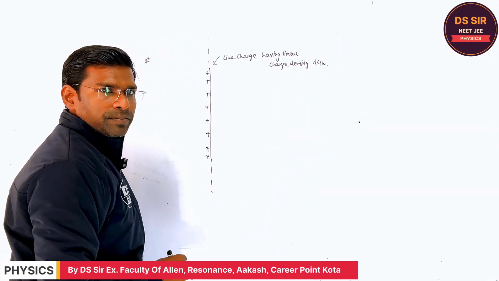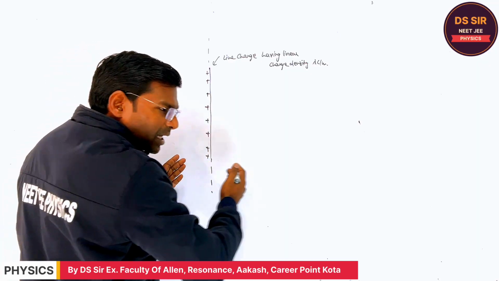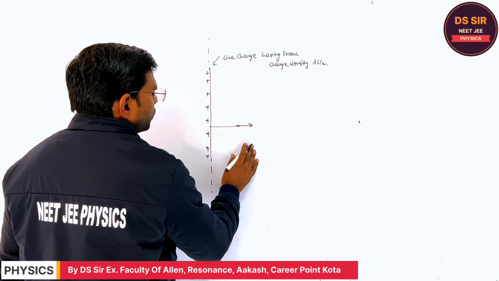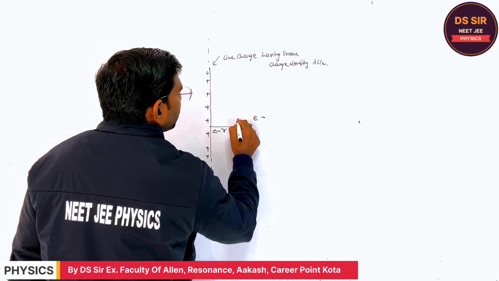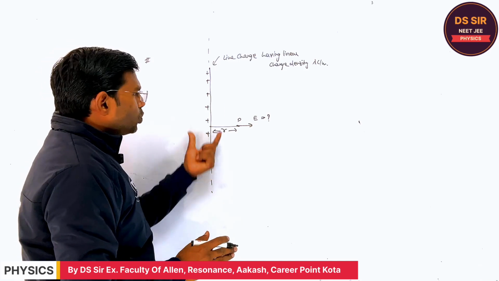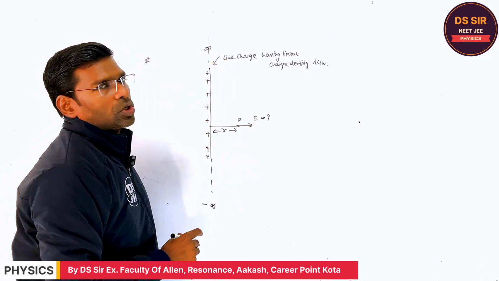All right. So because of this linear charge density, the electric field will be away from this charge, right? Suppose this is the distance r and you have to find the electric field at this point P. So to find the electric field due to this infinite line charge, we will use Gauss's law.